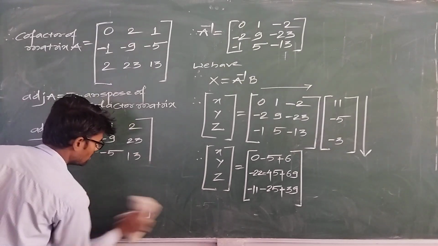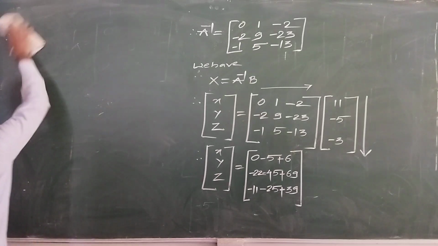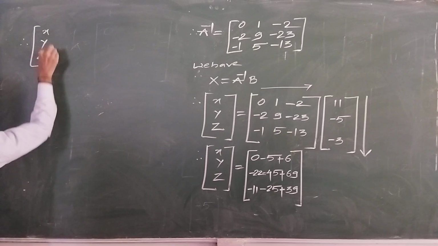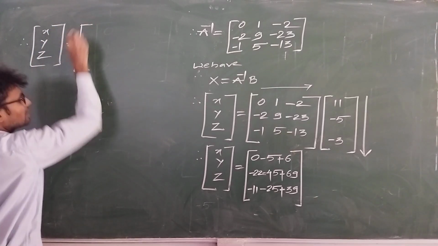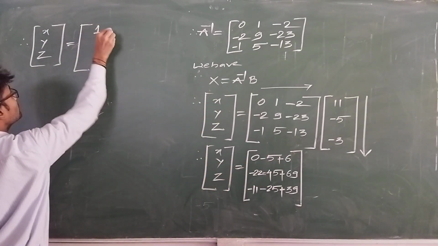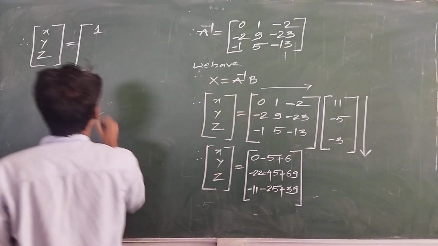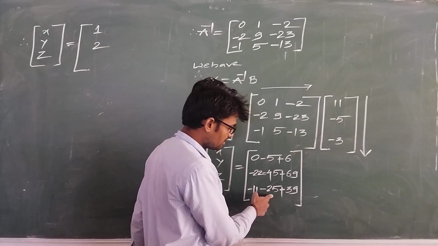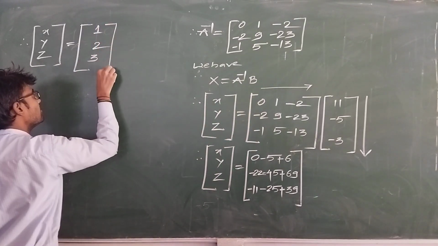So now I go for further simplification. Therefore, I'll write x y z is equal to, see, we are having 0 minus 5 plus 6, which is 1. Minus 22 minus 45 minus 67 plus 69, it is 2. Minus 11 minus 25, it is minus 36 plus 39, it is 3. So very simple values are coming.